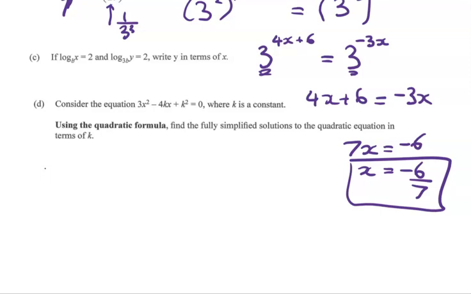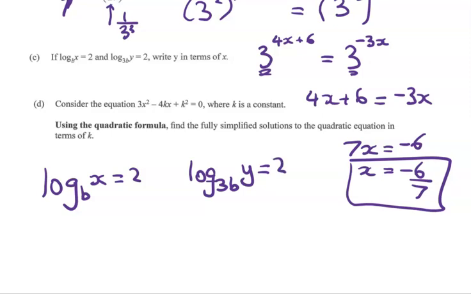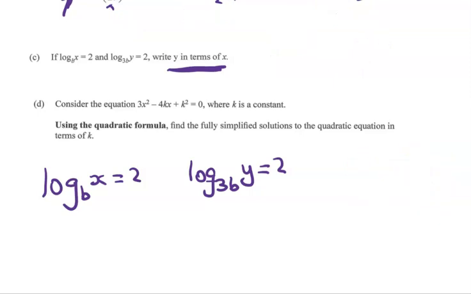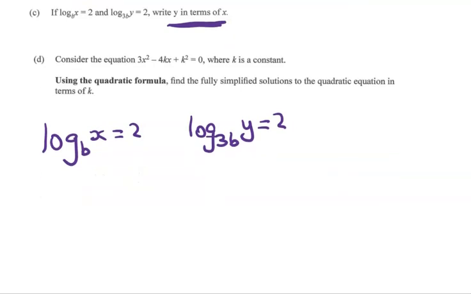Well, we've got two different logs. We've got log to base b of x is equal to 2, and log to base 3b of y is also equal to 2. And we have to write y in terms of x. So that means we need to end up writing y equals blah, blah, blah with x's in the expression. A good place to start would be by undoing the logs.